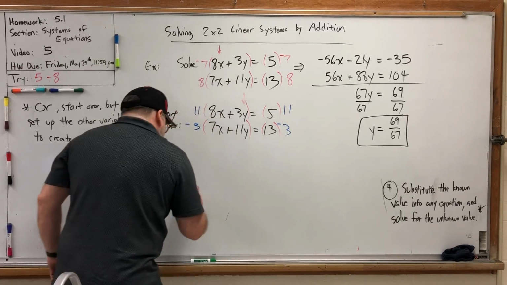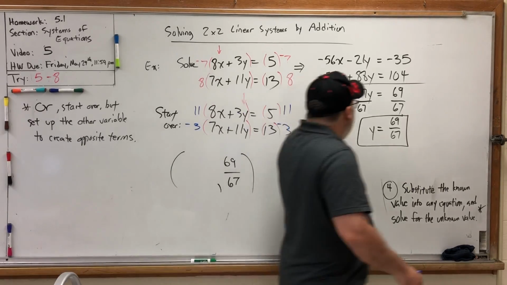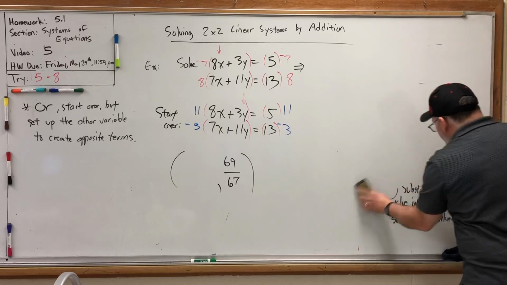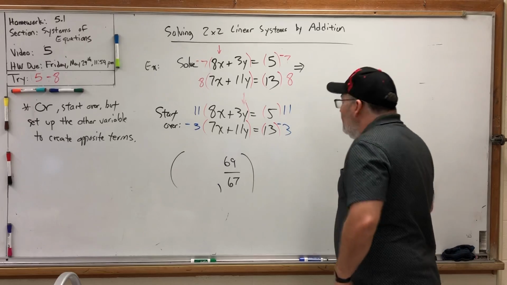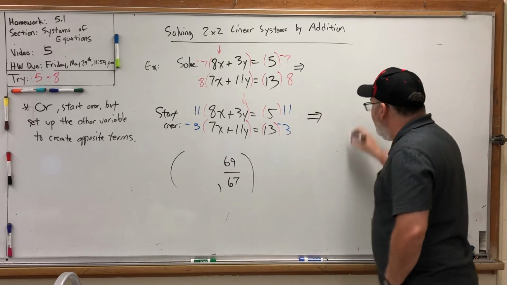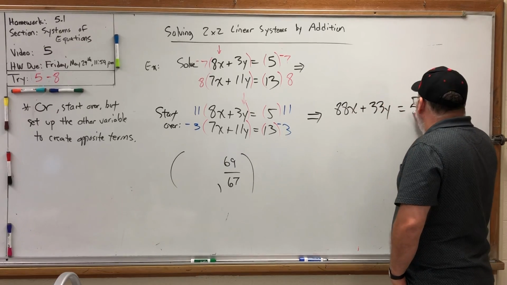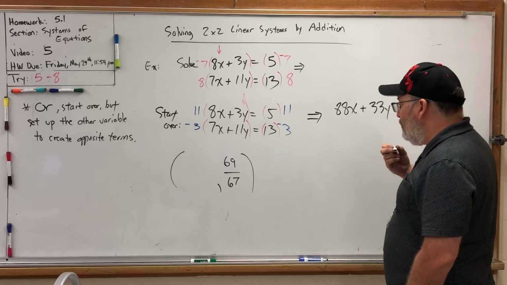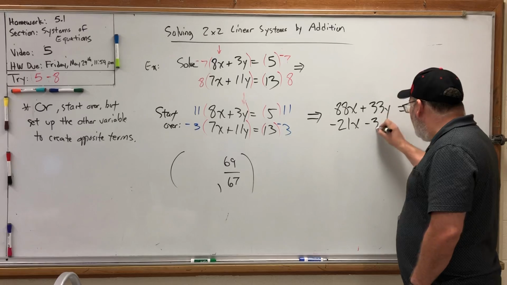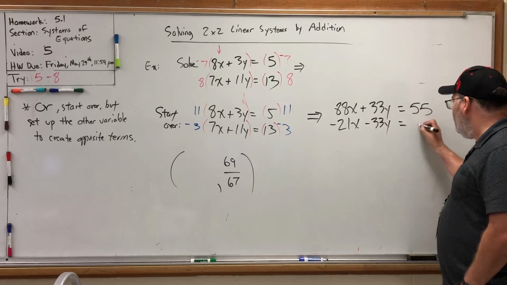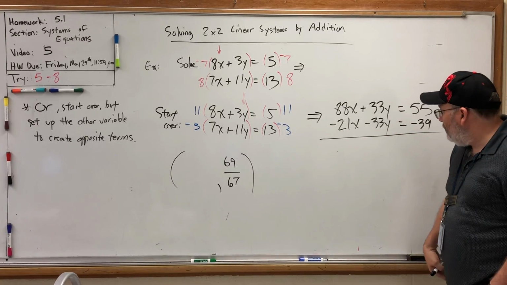And I'm going to move the y down here because remember, we're creating an ordered pair, 69/67ths. And let's do it again. But this time, the y's will cancel, and then we can solve for x. So, if I multiply the top equation by 11, I'll get 88x plus 33y equals 55. And if I multiply the bottom equation by negative 3, I'll get negative 21x minus 33y, there are my opposites, equals negative 39. And if I combine these, the y's cancel.